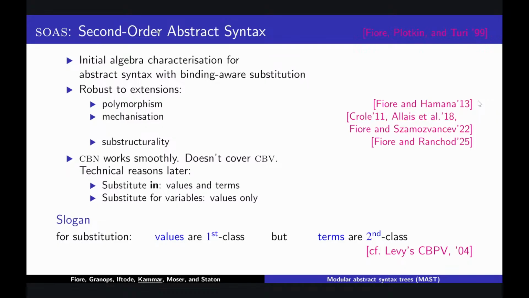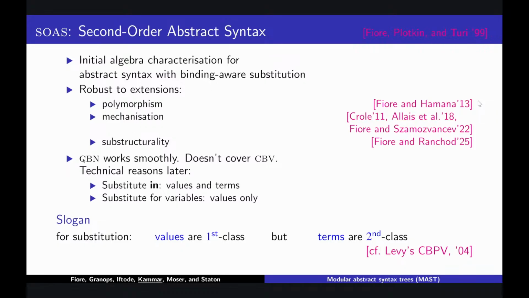It's called second order abstract syntax. I mean, there are other solutions out there, but I'm working off of this strand from '99, and this is an initial algebra characterization for abstract syntax with binding over substitution. And it's robust to both extensions, for example polymorphism or substructural types, but also mechanizations. I think this is the room where I can point at the authors and say they did it. And later, Marcelo and Dima built off of that. Marcelo told me he read your paper and he reverse engineered some bits in it. So thanks for that.